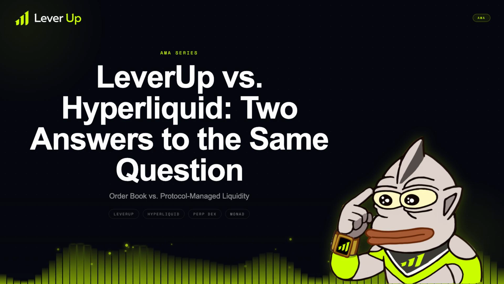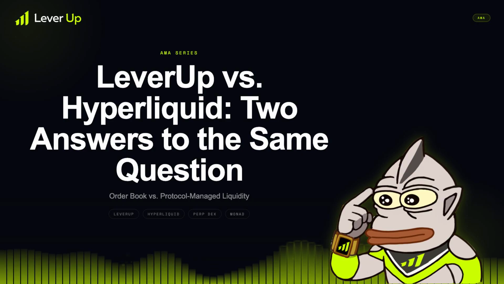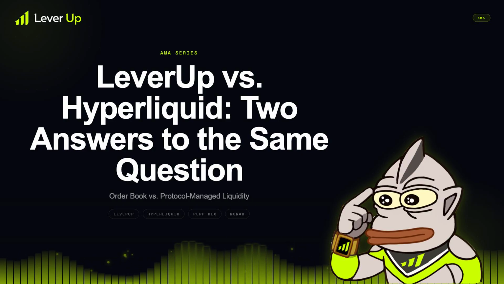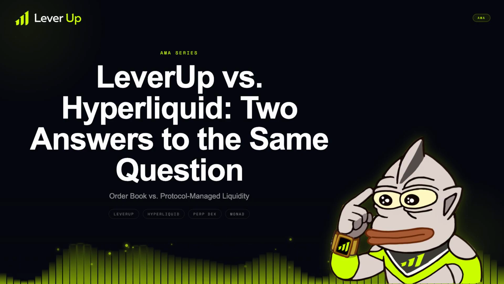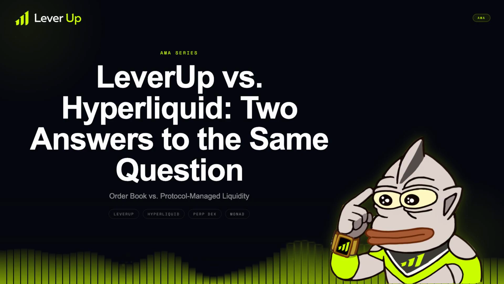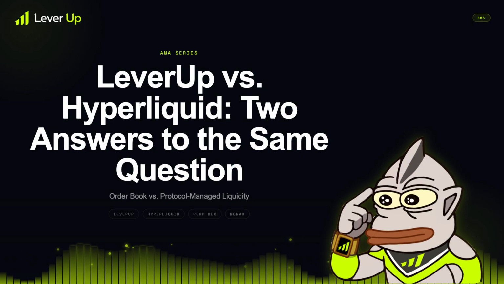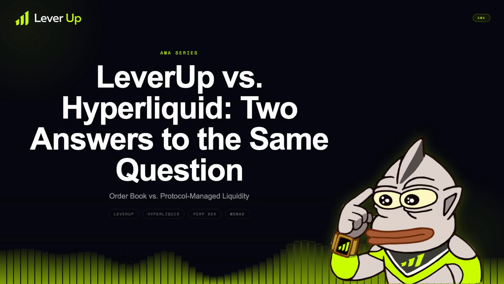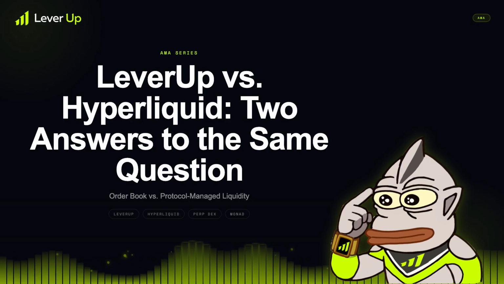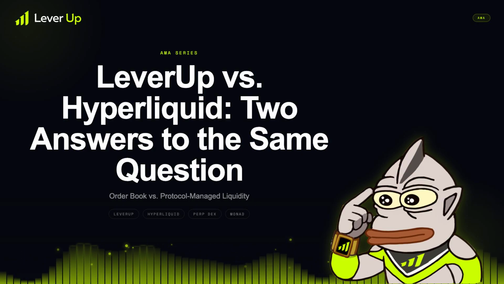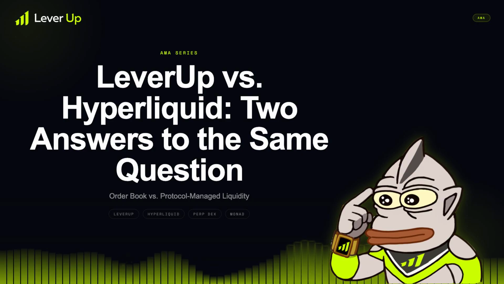I'm Marcus. Today we're doing something we haven't done before on this show, a direct comparison. Hyperliquid comes up constantly when people talk about on-chain perps. James is here from the LeverUp team. James, I want to be upfront about the framing here. This isn't going to be a why we're better episode, right?